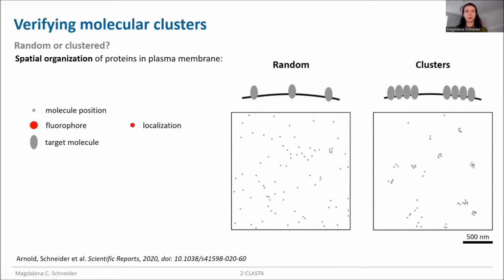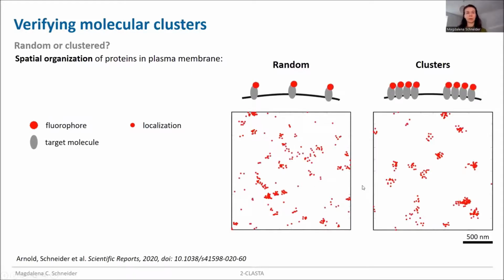So here you have the same problem again. You have the molecule positions which are randomly distributed and clustered. However, if you have a look at the localization maps, it will look more like this, where you cannot see a clear difference between the two.